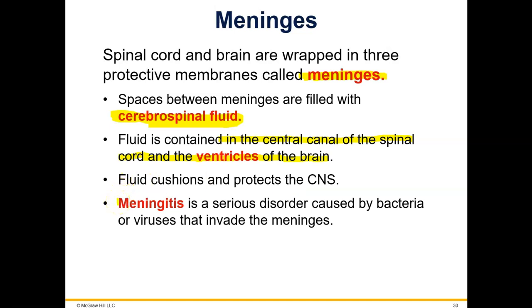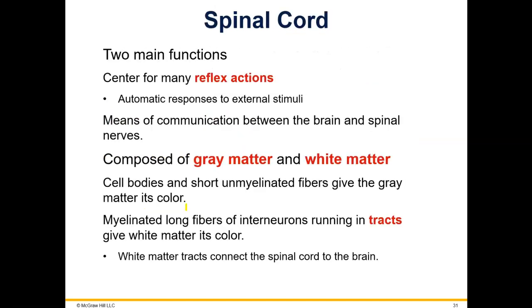A condition where you have infection of the meninges is called meningitis. It's very, very serious because it can potentially destroy neurons, and neurons can't replace themselves.